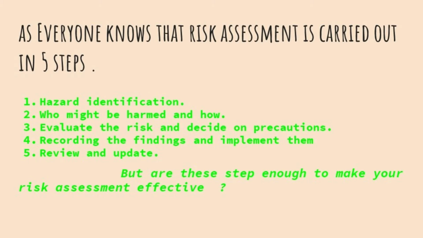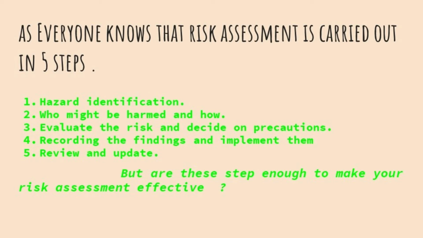Okay, so now we start with the basic procedure of risk assessment. When you make a risk assessment, you follow the basic 5 steps that obviously you must have heard about. The first step is hazard identification. If you want to implement control measures, then you need to identify the hazard.